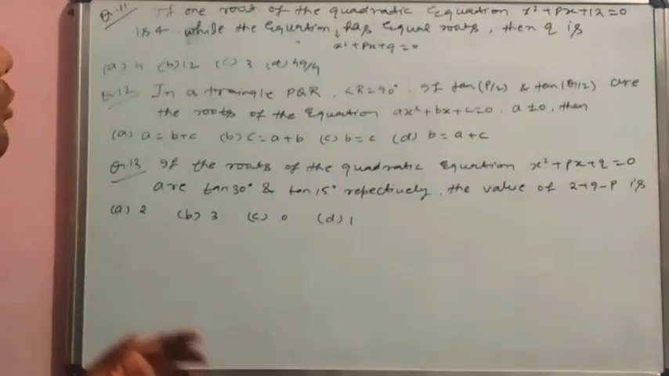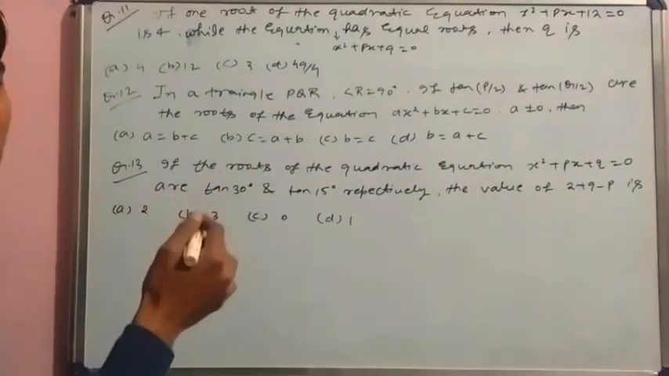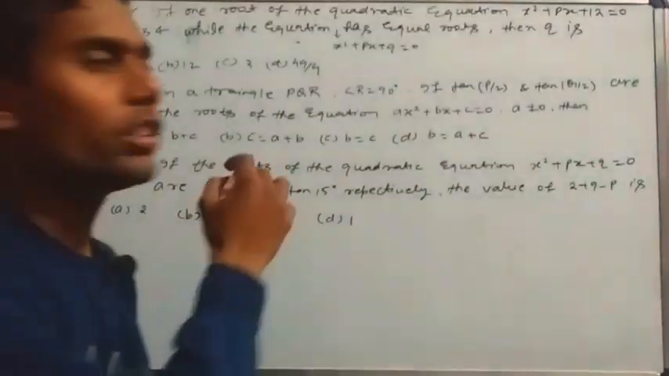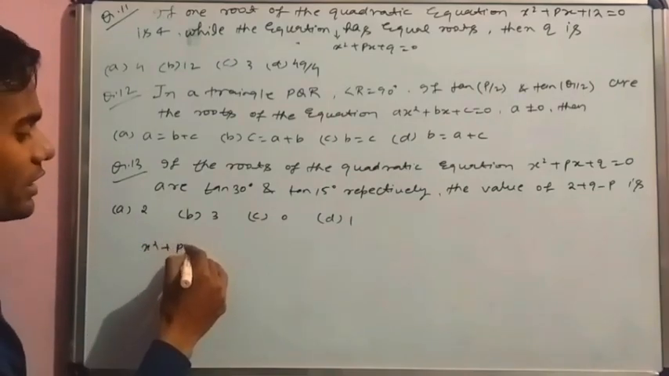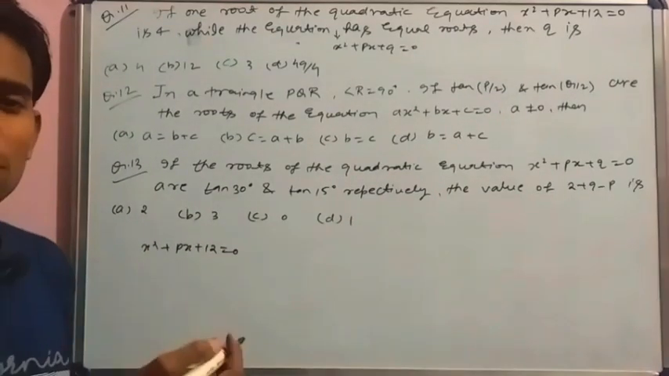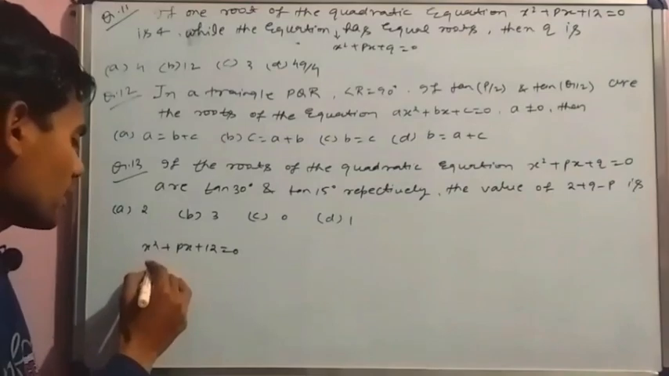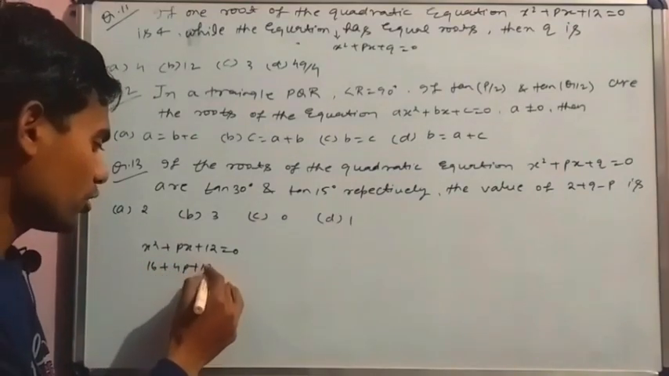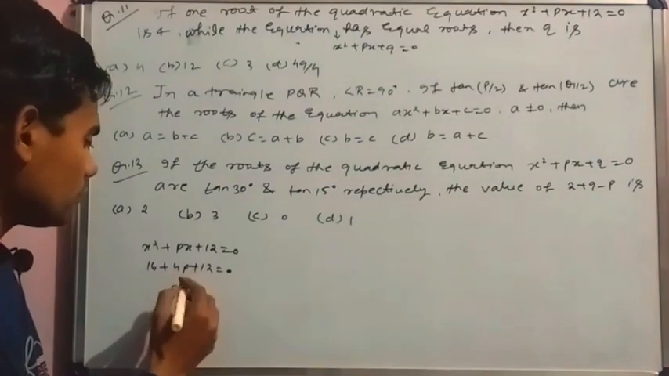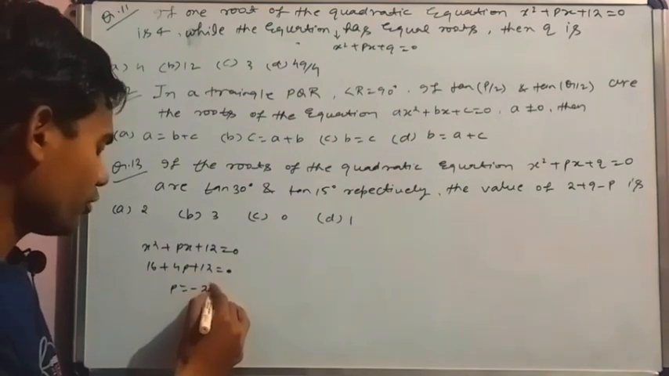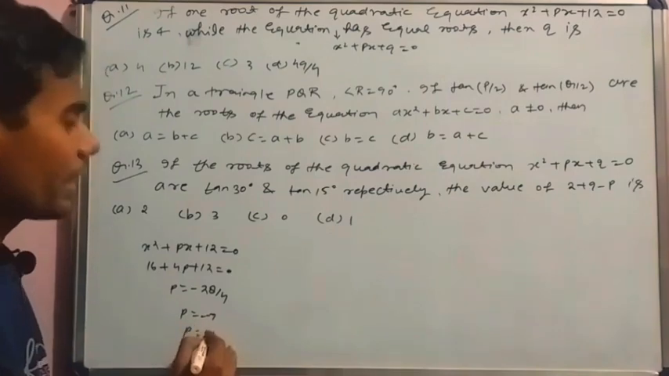Question number 11: if one root of the quadratic equation x square plus px plus 12 is equal to 0 is 4. If one root is 4, then this root satisfies this quadratic equation, so 16 plus 4p plus 12 is equal to 0. Then we find the value of p: 4p is equal to minus 28, so p is equal to minus 28 divided by 4, and p is equal to minus 7. The value of p is minus 7.